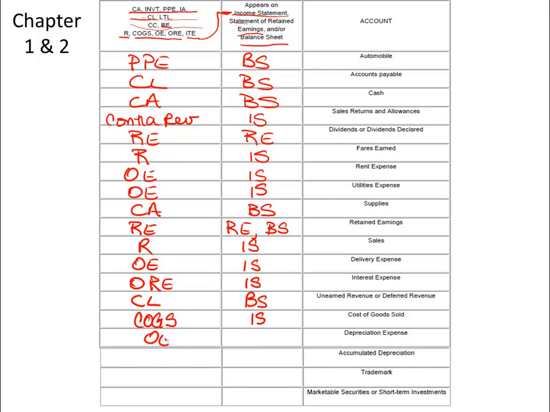Depreciation expense is an operating expense on the income statement. Whereas accumulated depreciation is a contra property, plant, and equipment because it is the accumulation of all those previous depreciations or usage of our property, plants, and equipment in the past. Trademark is an intangible asset, so it's on the balance sheet. And marketable securities are short-term investments because they're short-term in nature. They're a current asset and they're on the balance sheet.